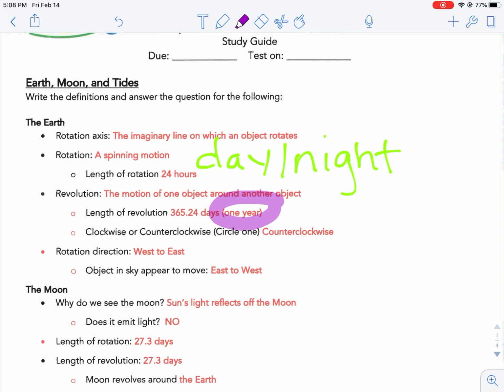The motion is counterclockwise and will spin from west to east. So then the objects in the sky are going to appear to move east to west, which is why we have our time zones. People on the East Coast, like New York City, have the sunrise 3 hours before someone like my daughter living in Seattle, because the east side of our country is turning into the sun sooner than the West Coast.